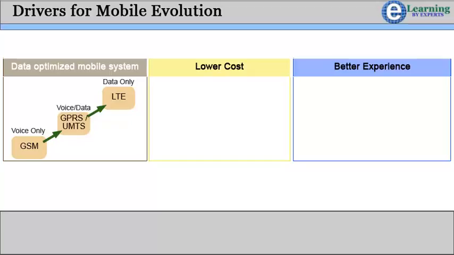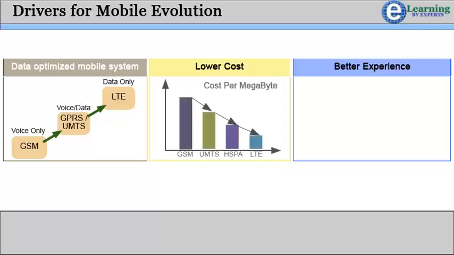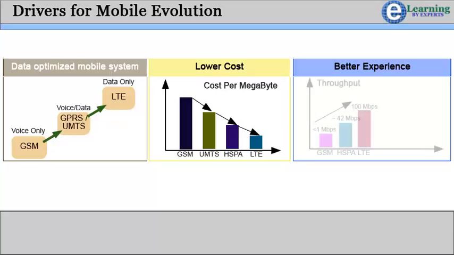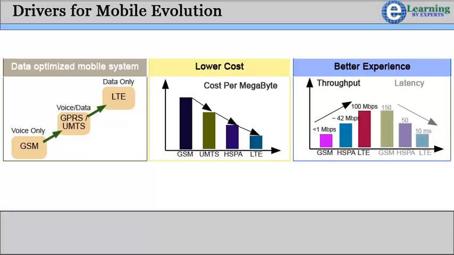Through the evolution phases, the cost per megabyte of data for the end user is reducing due to advancement in technology. The cost is highest in GSM while it is minimum for LTE networks, thus allowing users to use various content-rich applications at a lower cost. Finally, the technology evolution is leading to higher data throughput with LTE supporting up to 100 Mbps. Also, the latency is reduced from 150 milliseconds in GSM to less than 10 milliseconds in LTE. Both these factors lead to better overall end-user experience.